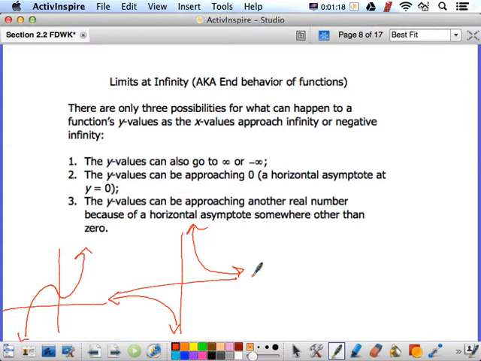If you've got a horizontal asymptote as you approach negative infinity or positive infinity, then your limit is going to be the horizontal asymptote. But if you don't have a horizontal asymptote as you approach infinity or negative infinity, your limit is going to be infinity or negative infinity. Really easy. You're not going to have any trouble with it at all.